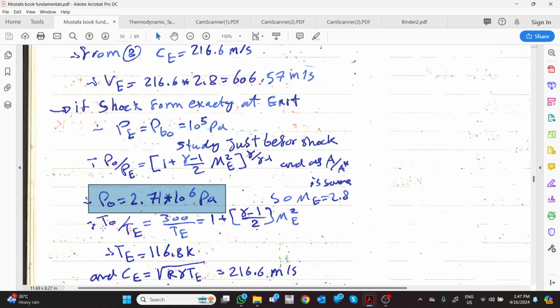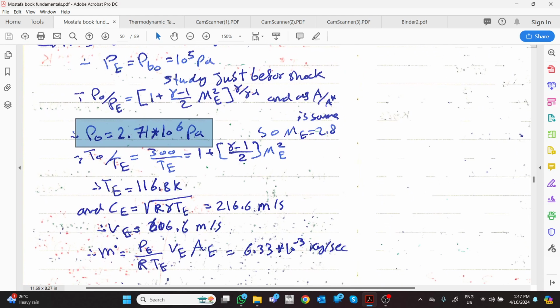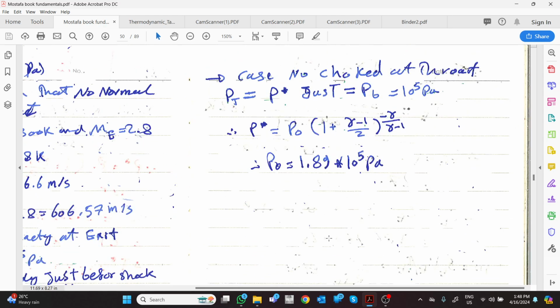If you also want to calculate the temperature at the exit, how much it will be, T stagnation multiplied by this factor, so you'll find this one. From this one you have T exit, because T stagnation never changes. So C exit equals this number, so the velocity will equal this number, and the mass flow rate will equal this number.